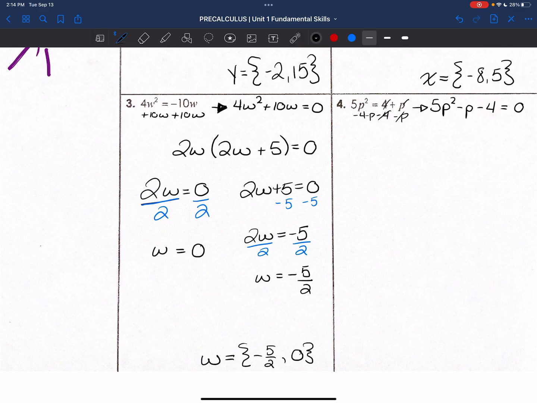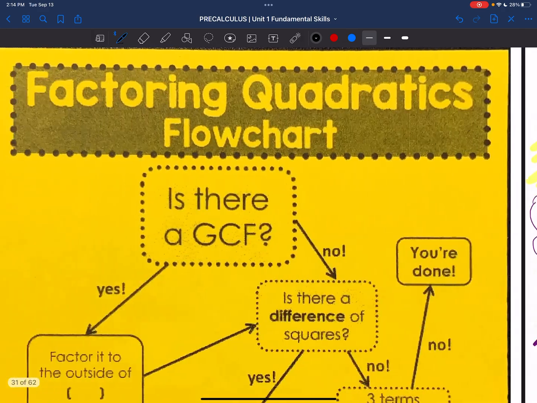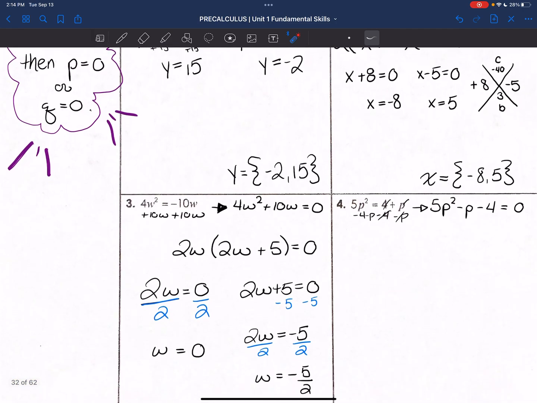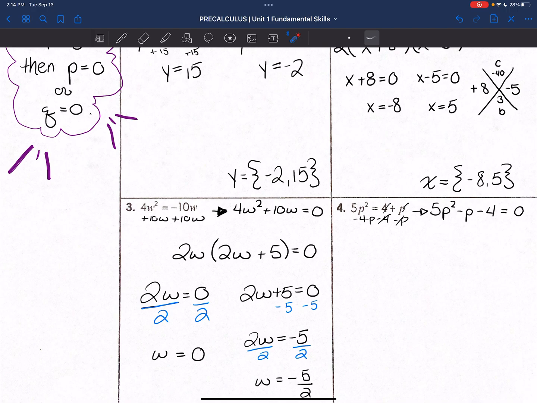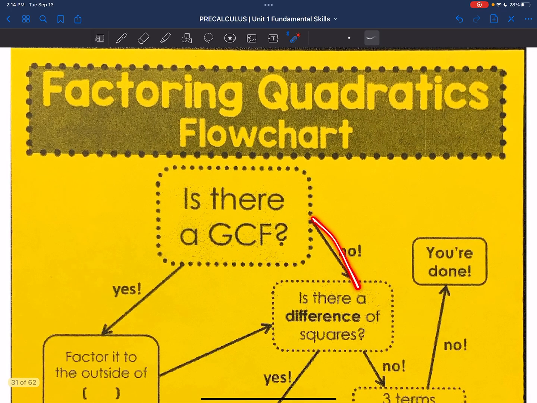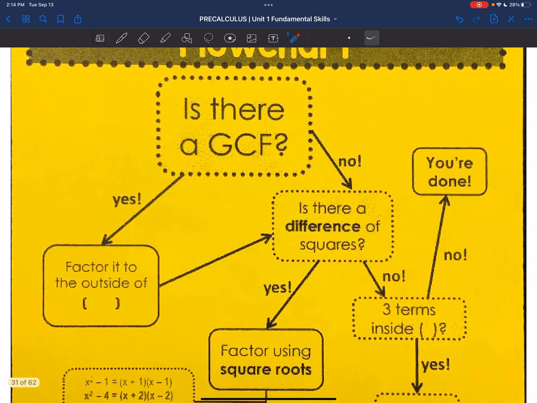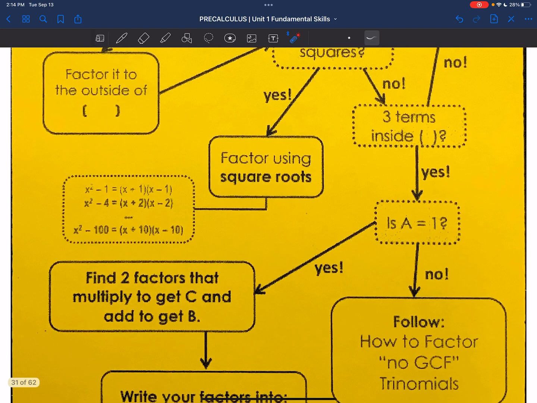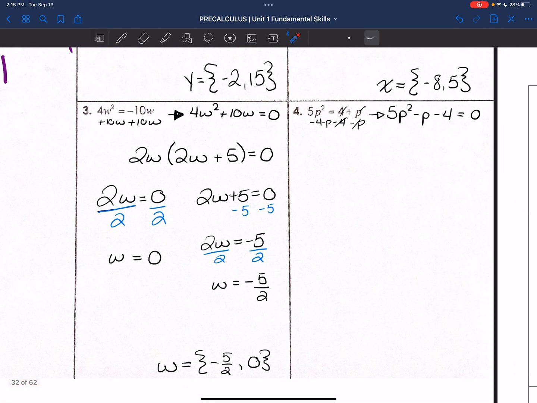All right. So now that it is written in the correct form, let's go ahead and try to solve by factoring. Is there a GCF? Is there something we can divide out of all 3 of these terms? No, there is not. So is what is inside a difference of squares? No, because there are 3 terms inside. Now, since there are 3 terms inside, is A equal to 1?